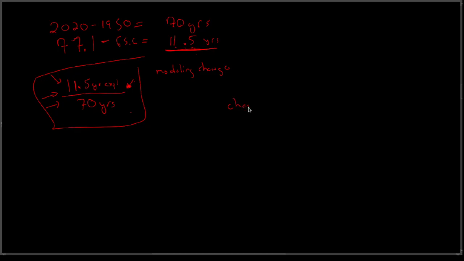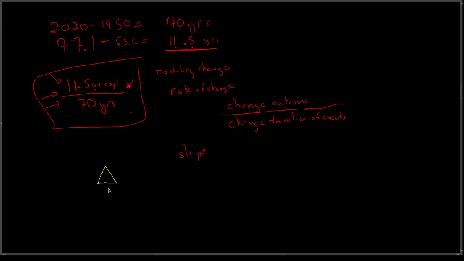The change in the outcome divided by the change or duration of the events. This has the name rate of change, and when we go to graph, we'll also call it a slope. A lot of times the notation mathematicians will use for this is they'll use a Greek delta, which looks like this, to represent the word change.